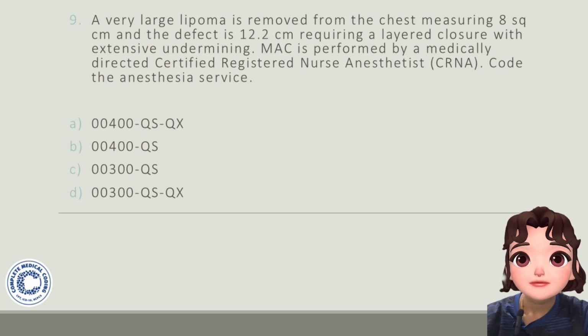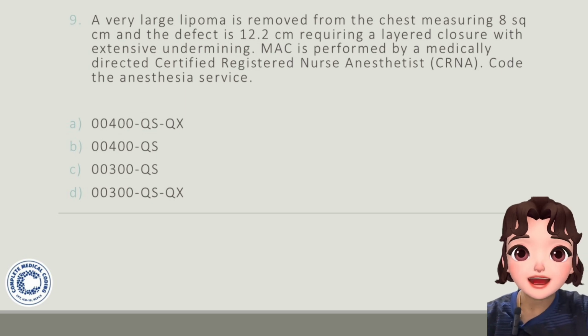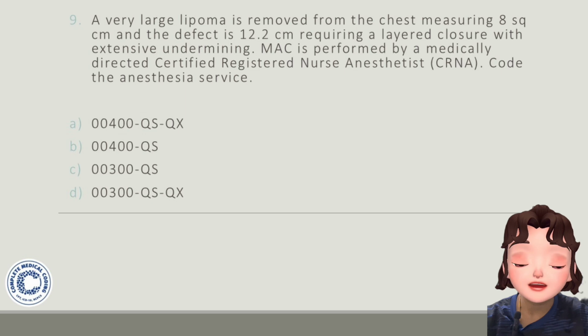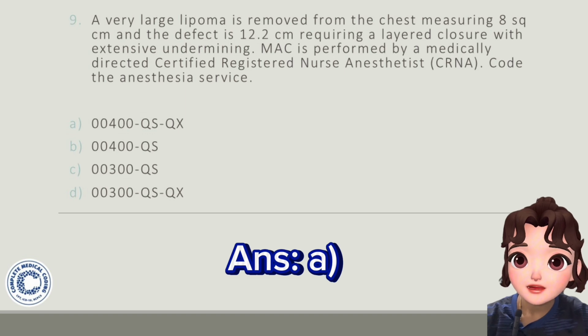And what do these QS and QX modifiers mean? We need to identify whether we need to code both QS and QX modifiers or only QS. What does the QS modifier represent? Monitored anesthesia care service. And QX represents CRNA service with a medical direction by a physician. Yes, we need CRNA service, right? Because it is performed by a CRNA. So both modifiers should be marked. So our correct answer is option A, the anesthesia code 00400 with modifiers QS and QX.